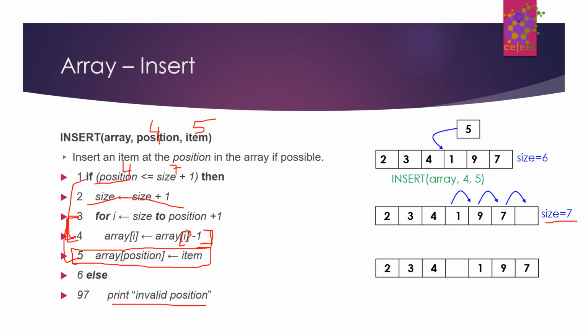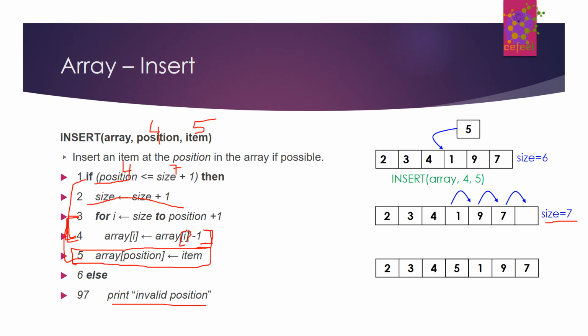And once we have that, then in step 5 we just assign 5, and then we are done. So that's how the algorithm for insert works. I hope it was pretty easy to understand. If not, you could just rewind the video and then look at it again.